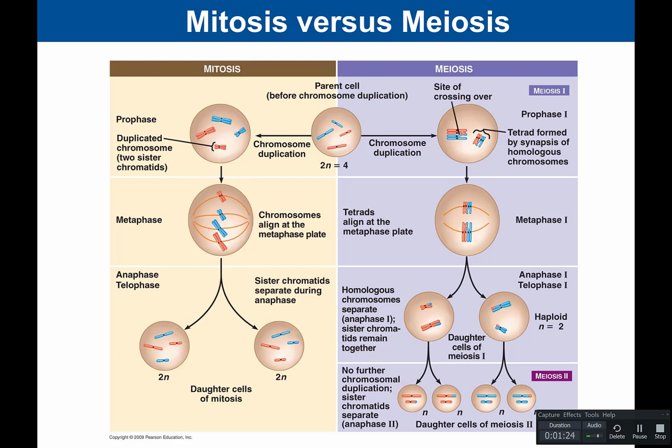Notice that the daughter cells in mitosis are still diploid. Meiosis is used for a different purpose. Its job is to reduce chromosome number in half so that those cells at the end, the gametes, can function in sexual reproduction.